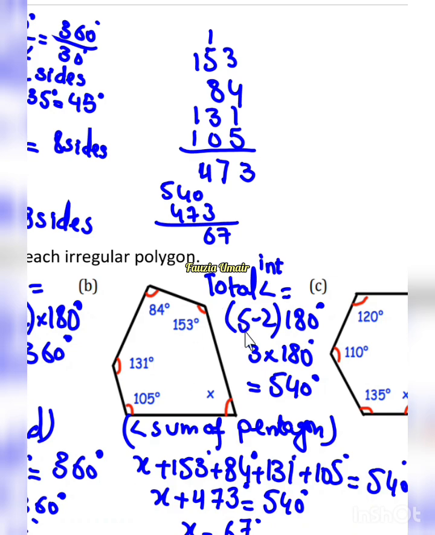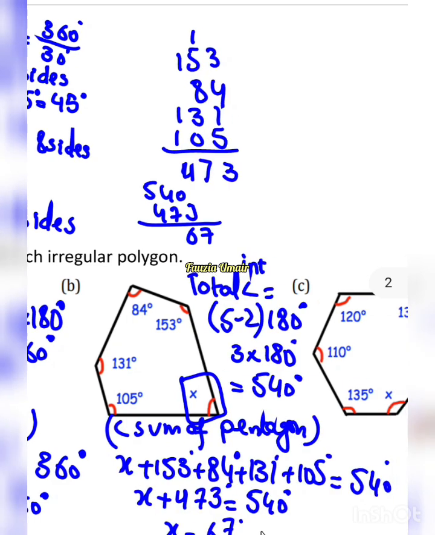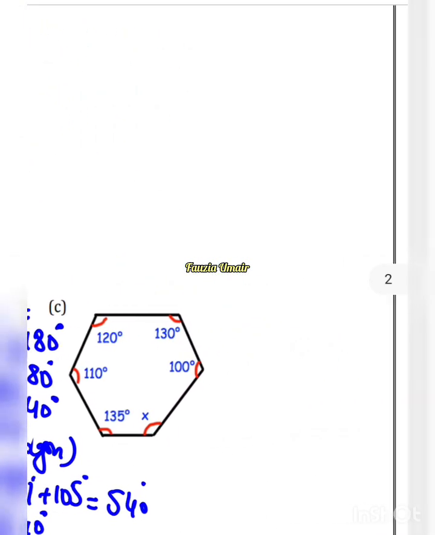That makes sense also because x here is an acute angle. So it is an acute angle, less than 90 degrees. So that is a sensible answer. Moving on to the C part. So this is your C part.